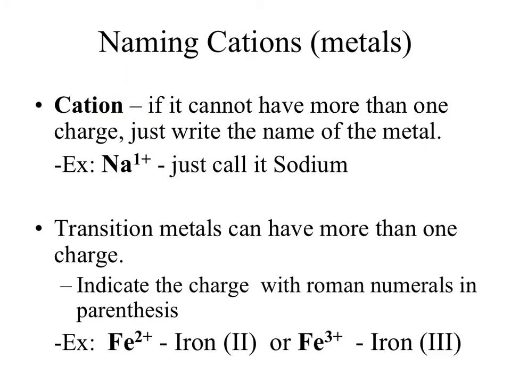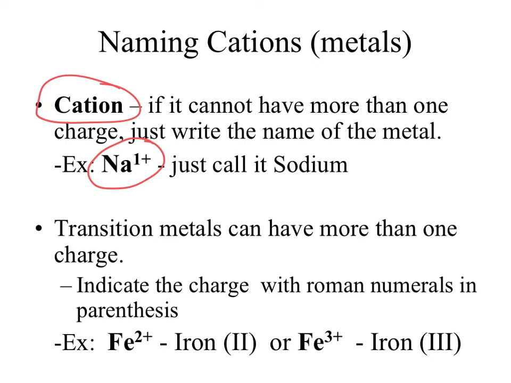So now that we talked about cations first and anions second, let's focus a little more on naming the cations. Here's the deal. A cation, that metal, typically has just one charge. Like sodium ions are always sodium plus one charge because it's an alkali metal.